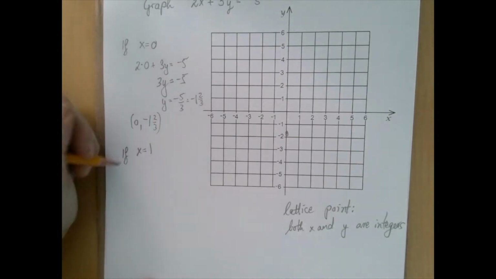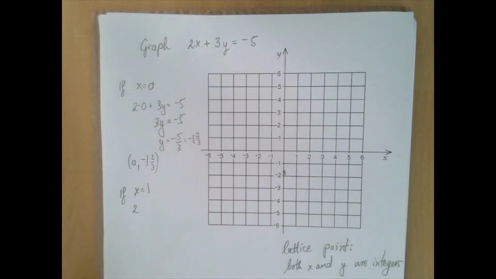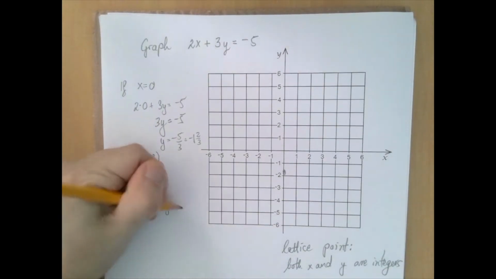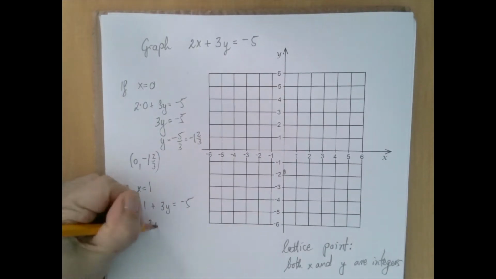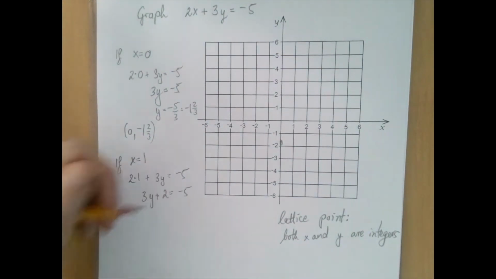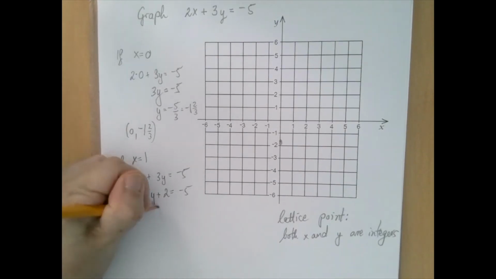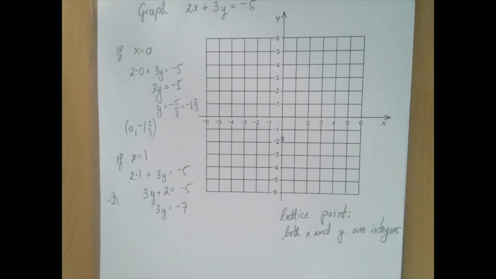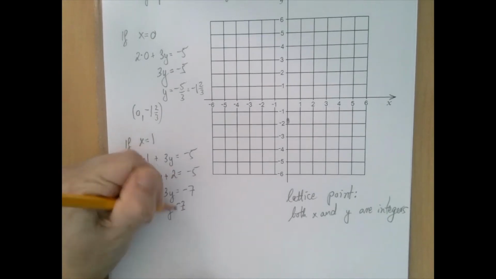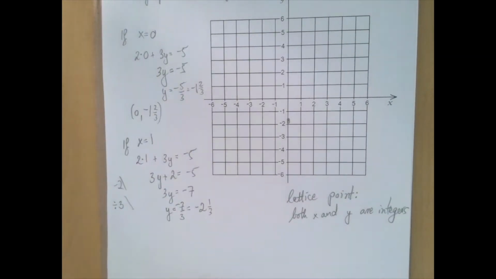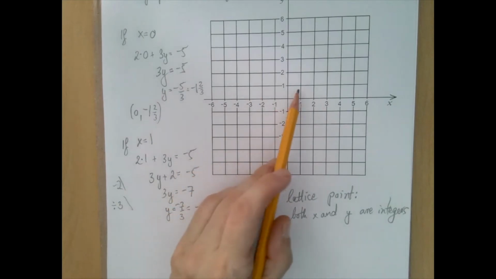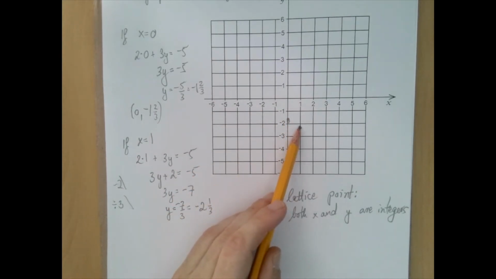If x is 1, then the equation 2x plus 3y equals negative 5 becomes 2 times 1 plus 3y equals negative 5. That's the same as 3y plus 2 equals negative 5. It looks like we're not getting lucky right now. We're going to subtract 2. 3y equals negative 7. And divide both sides by 3. So we get y equals negative 7 over 3, which is the same as negative 2 1/3. So it's not pretty. If x is 1, then y is negative 2 1/3, somewhere like this.